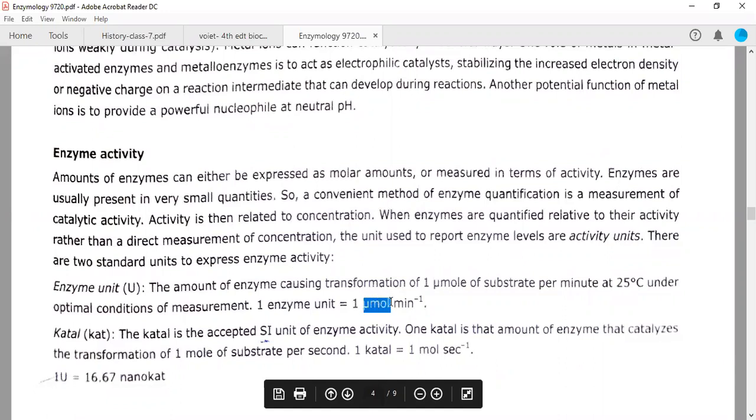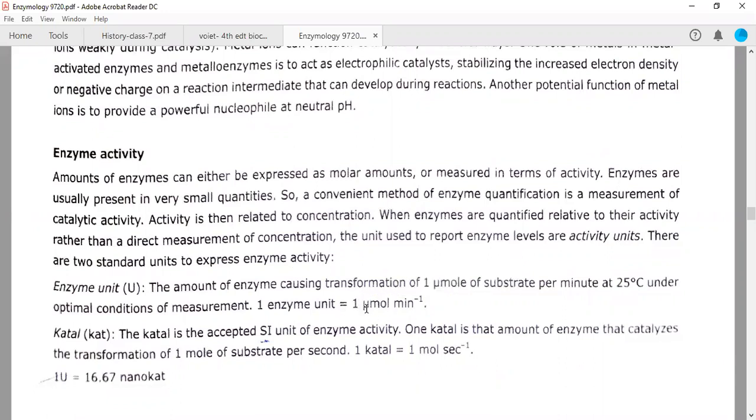For example, if an enzyme is able to convert 1 micromole of substrate into product in 1 minute, then this is called an enzyme unit. One micromole is obviously very little, and we also know that enzymes are generally present in small amounts. Suppose we have an enzyme in our test tube. How do we know it is 1 unit? If this particular enzyme is able to catalyze a reaction and convert 1 micromole of substrate into product in 1 minute, that is 1 unit.